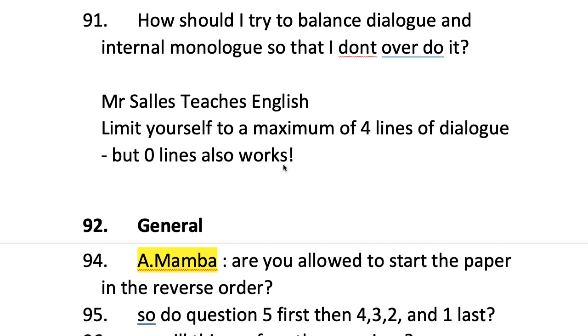Dialogue really does tend to interrupt the flow of people's stories. So I'd encourage you to avoid it. But again, if you know you write awesome dialogue, then include it. But limit it to 4 lines.